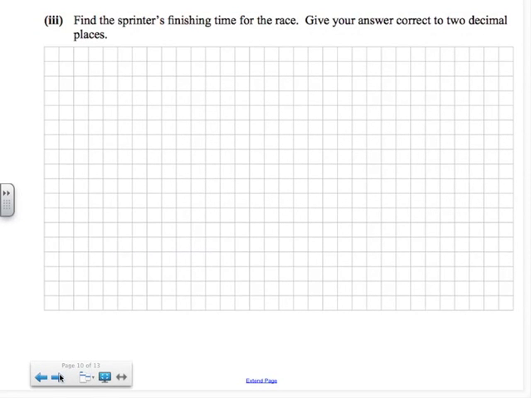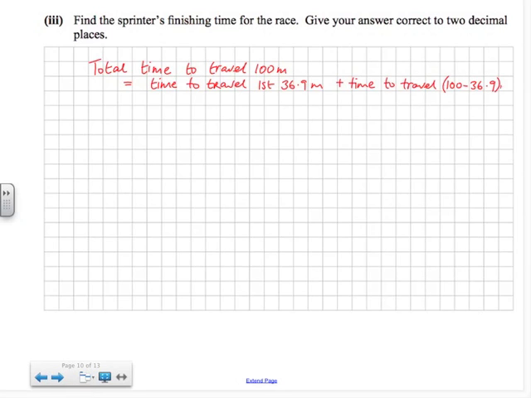Okay, in the last part, we're to find the total time to run the 100 meters. I'm going to break this journey up into 2 parts, really, because there's the time to run the first 36.9 meters, the quadratic curve as he's speeding up, and then there's the time for the remainder of the race. So I'm going to call the first part A, that's the easy part, and the second part we'll call part B. So it's good to put labels on what we're doing.